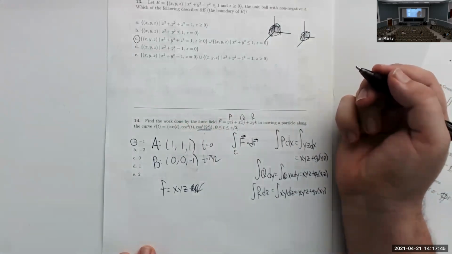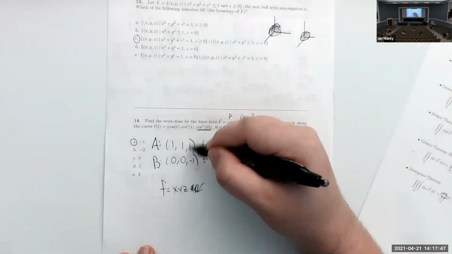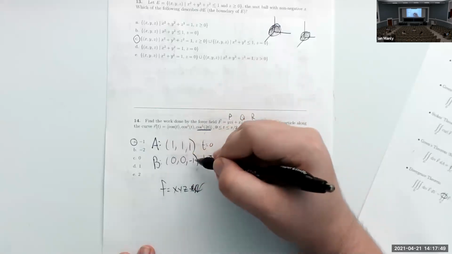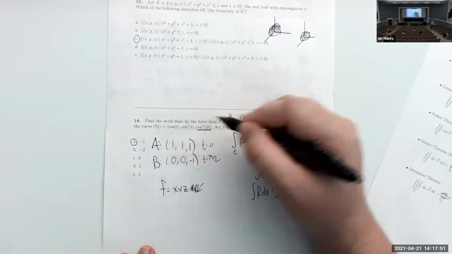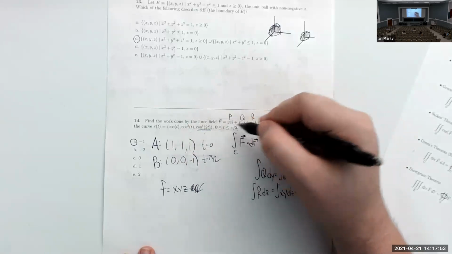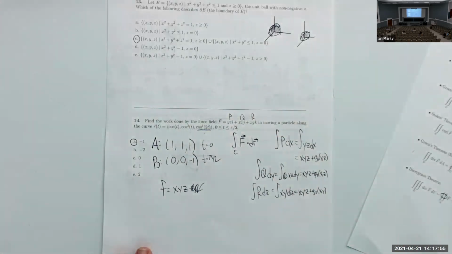How do I know this isn't closed? It's because A and B aren't the same thing. So if A and B were the same thing, then we'd be going over a closed loop. And if this was still conservative, then we would automatically have 0.